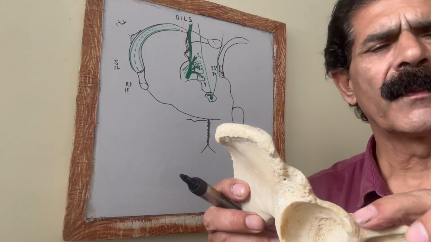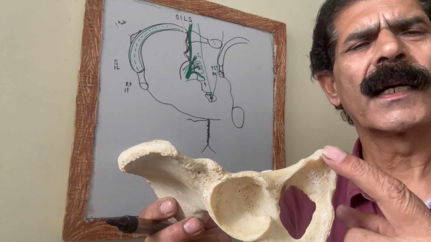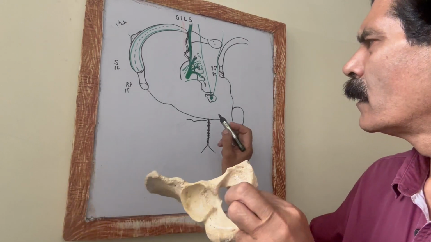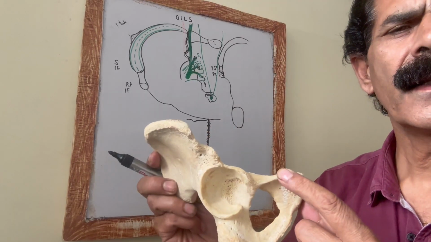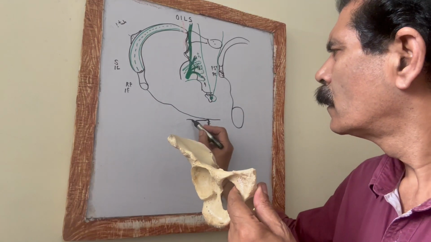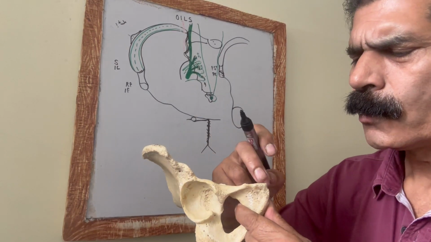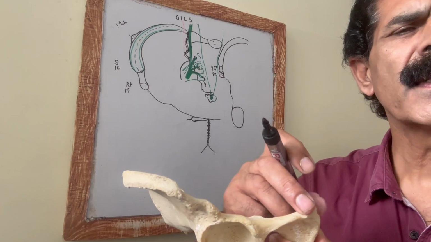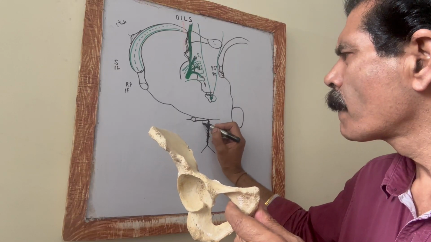So this is the superior ramus. The upper portion of the pubic bone is called the superior ramus. A feature of the superior ramus is that from the pubic symphysis there is a raised area anteriorly here. This raised area is called the pubic tubercle. From the pubic symphysis to the pubic tubercle, this part of the superior ramus is called the pubic crest.